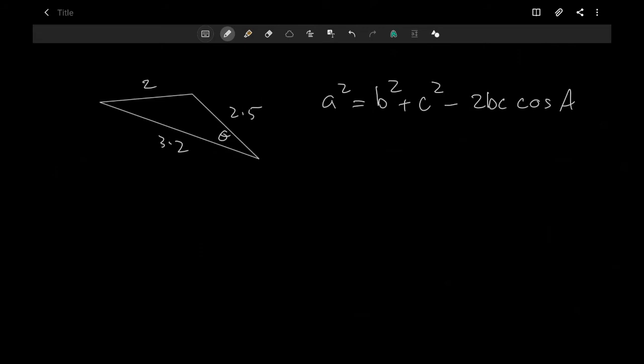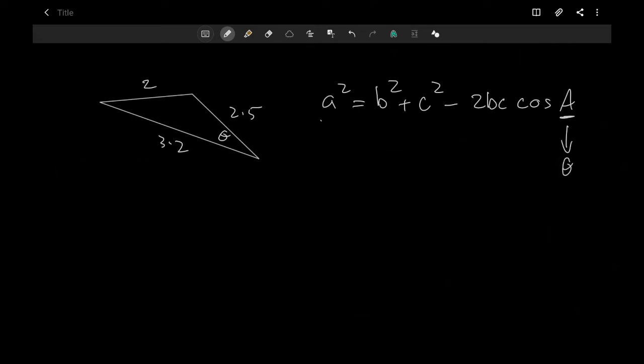So the next step would be to substitute the correct numbers into the equation. So I want you to pause the video and substitute in the numbers into the equation. I find that the easiest way to know which numbers go where is to start off with the angle. We know that the angle A is theta.